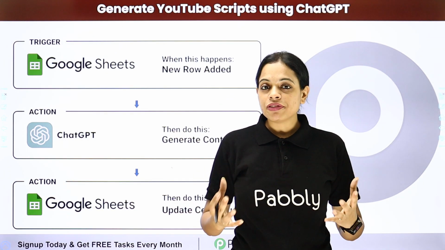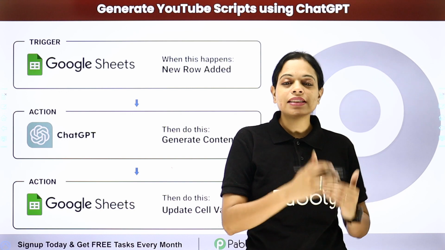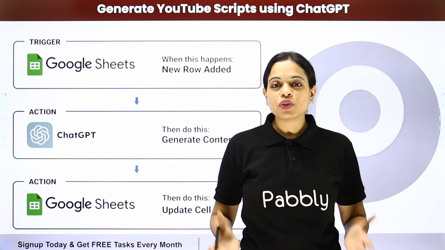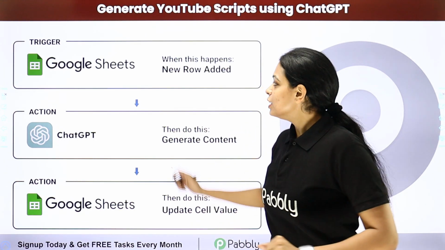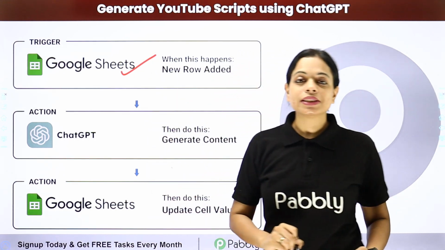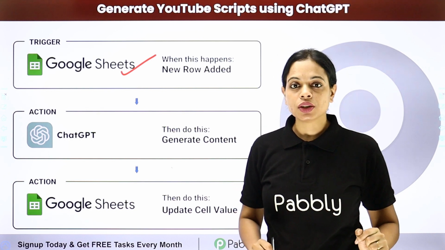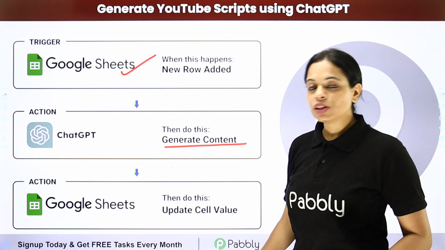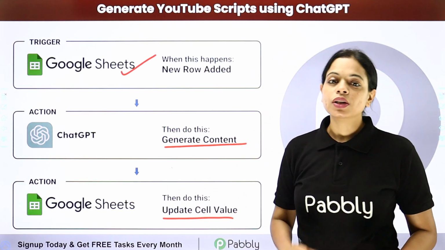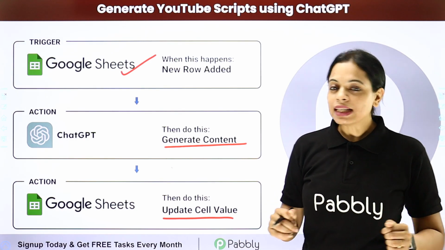Again, what if this entire script is generated automatically? How do we do that? With the help of ChatGPT. So here every time a new row is added, like let's say that you have given the title of the script that you wish to generate, then automatically it would be generated and then you will update the cell value in the same sheet. Isn't that awesome?